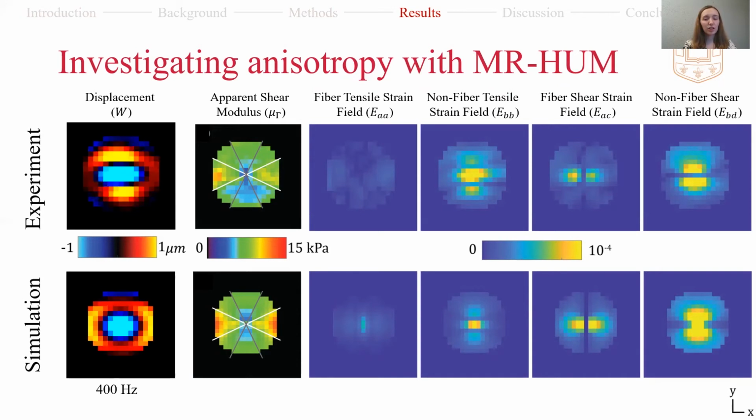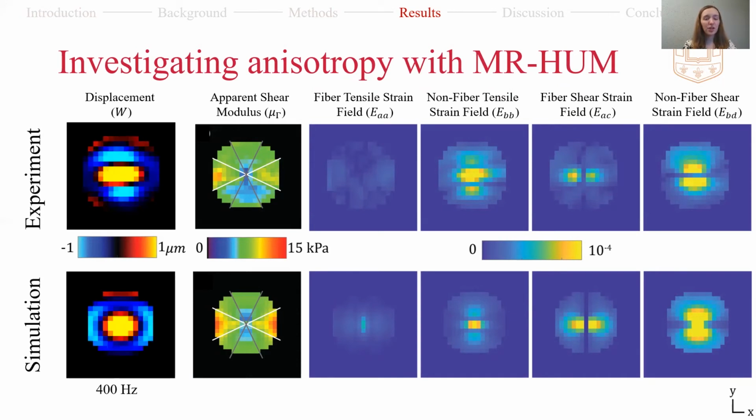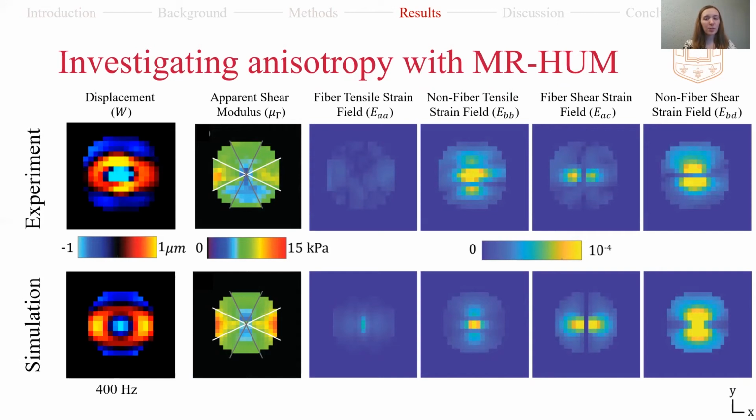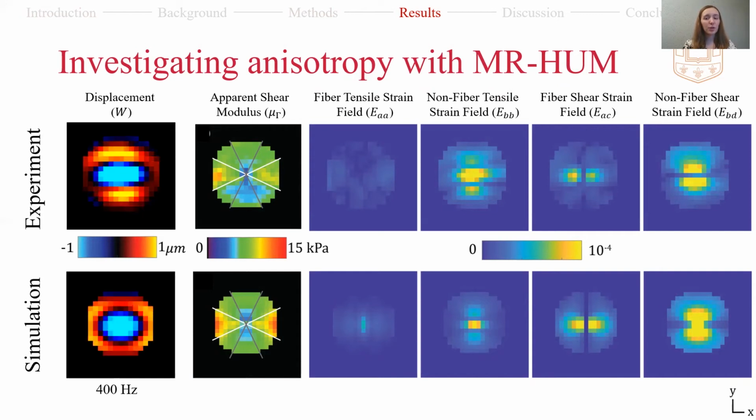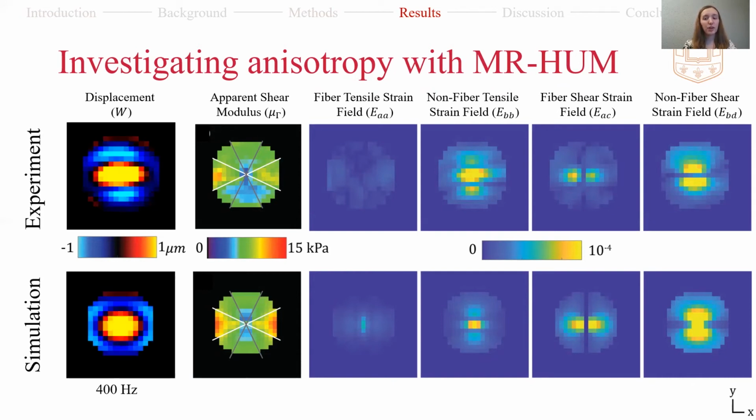The last four columns are the components of strain fields in fiber and non-fiber directions. Strain fields display directional dependence, with higher values of both tensile strain and shear strain in the non-fiber directions compared to fiber directions.